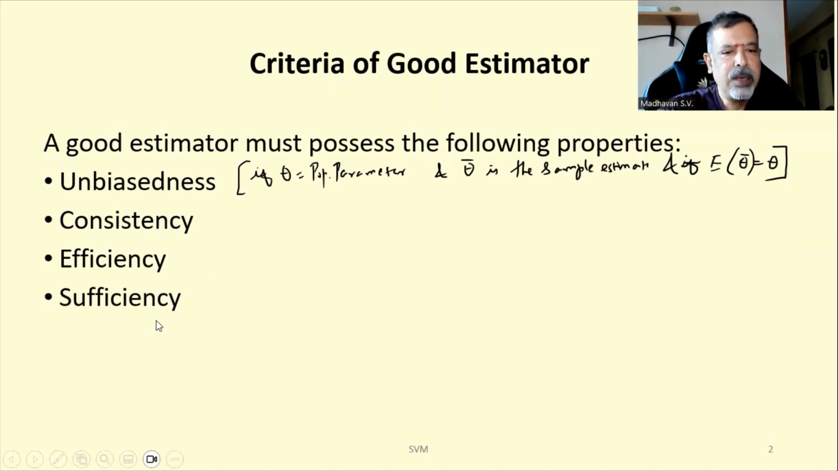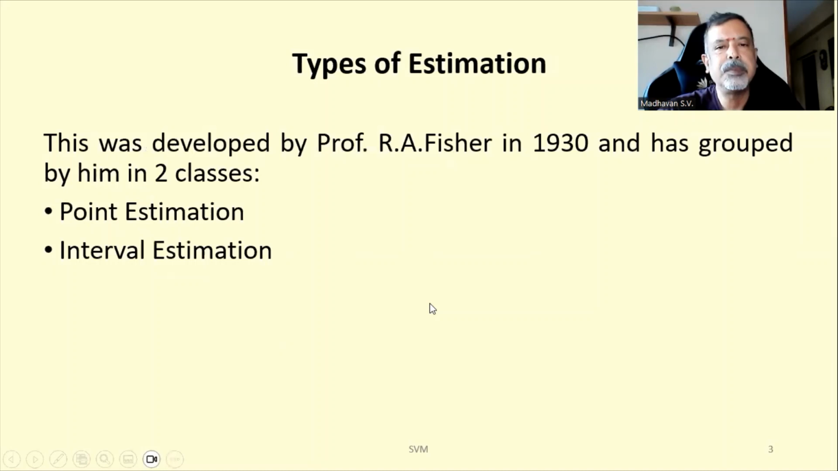Sufficiency. A particular statistic is said to be a sufficient estimator if it contains all the information about the population parameter in the estimator itself. Further, if an estimator is sufficient, then it should be consistent also, and it should satisfy the efficiency property also. Then you say the estimator has the sufficiency property. So for any estimator to be a good one, it should possess all these properties.